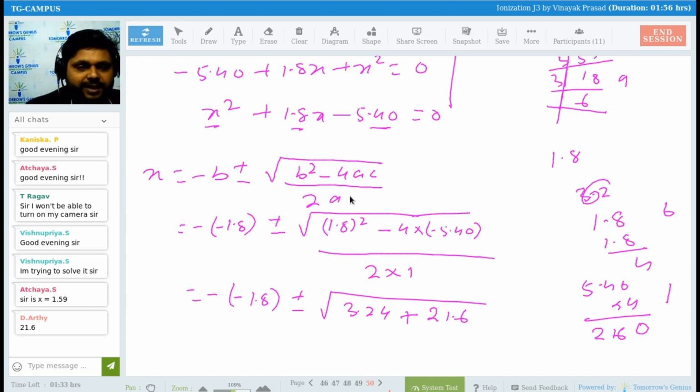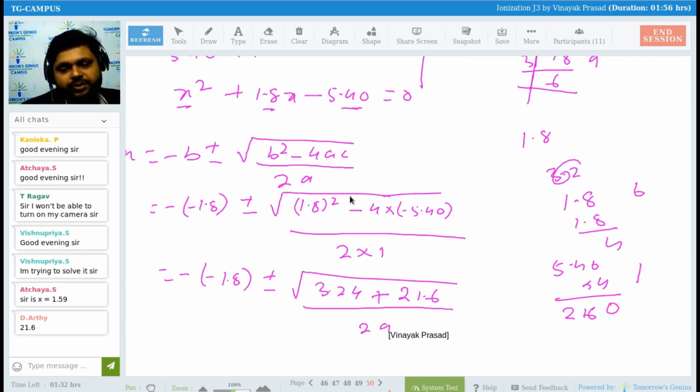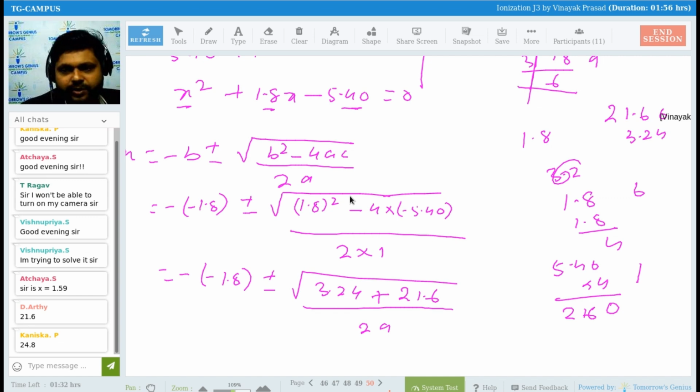Now after this, what will be there? 2a. So you have to divide it by 2a. Now here you have 21.6 and 3.24, right? 3.24 is there. So here 4, 6 plus 2, 8 will be there. 3 plus 1, 4 will be there. And again 24.84. Is this the answer you have got after adding all these things? Yes, sir. 24.84. And now you have to divide it by what? 2.